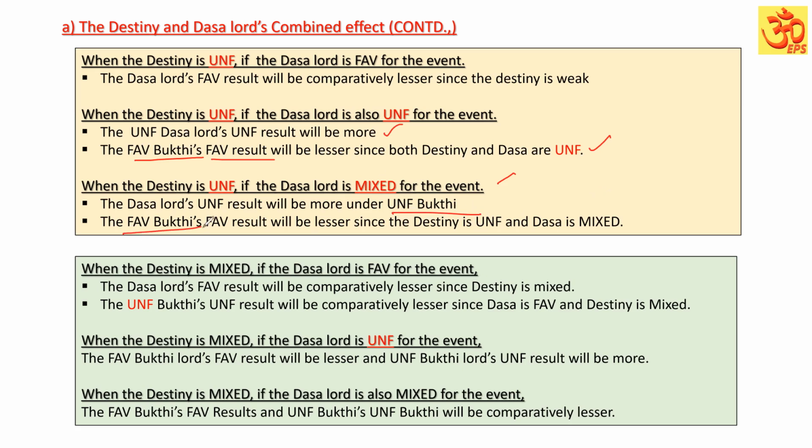The favorable Buddhi's favorable result will be lesser since destiny is unfavorable and Dasa is mixed. When Dasa is mixed, the favorable Buddhi should give favorable, right? But since destiny is unfavorable, the favorable Buddhi's favorable result will be comparatively lesser since the destiny is unfavorable and this Dasa Lord is mixed. I hope you are able to understand.